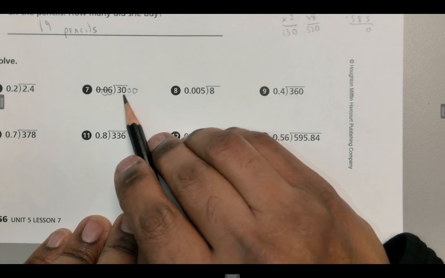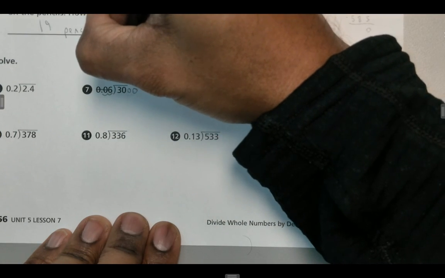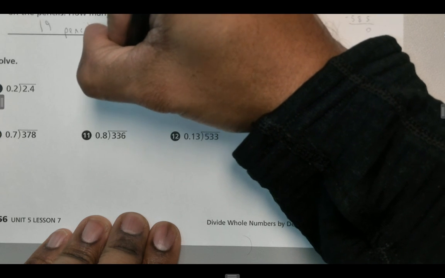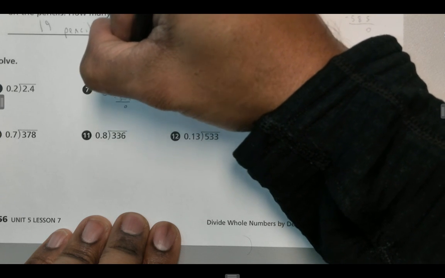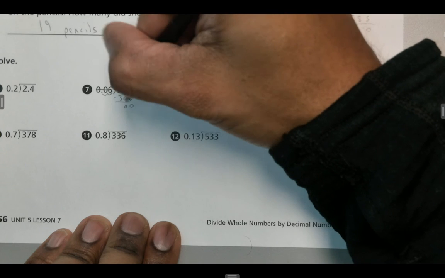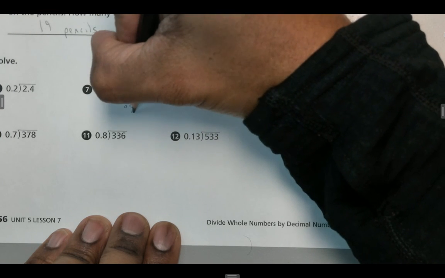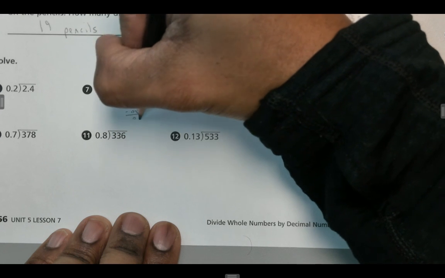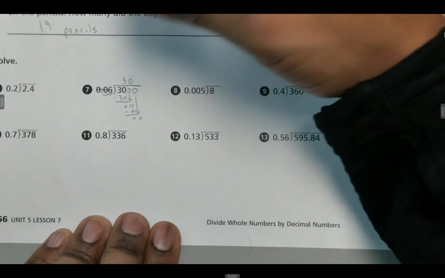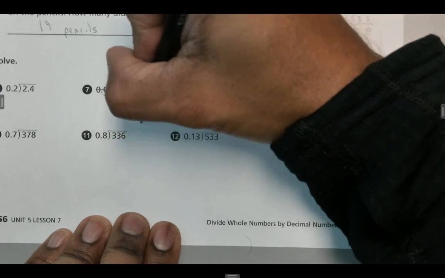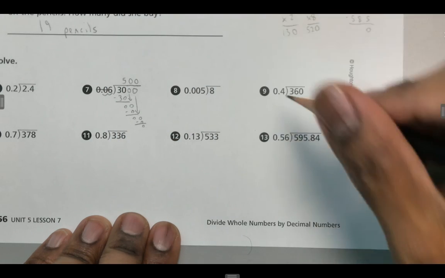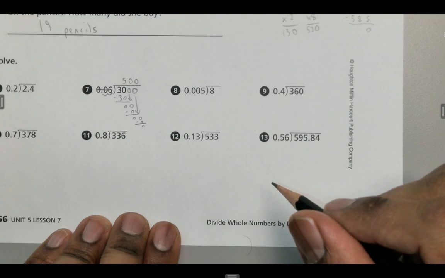Let's find how many times 6 goes into 30. 5 times. 6 times 5 is 30. Subtract, bring down. 6 goes into 0, 0 times. Multiply, subtract, bring down. Again, 6 goes into 0, 0 times. Multiply, subtract. Nothing left to bring down, nothing left over. Our answer is 500.